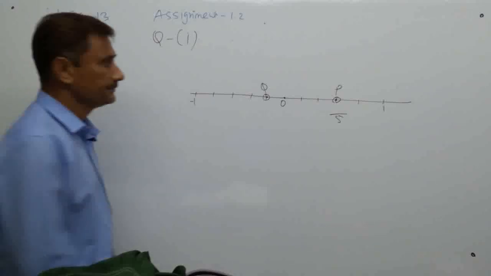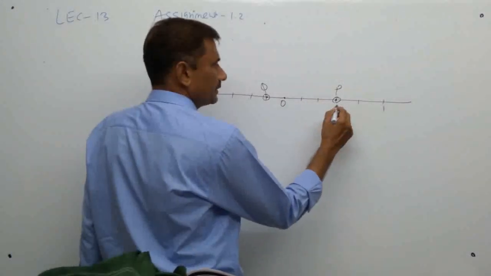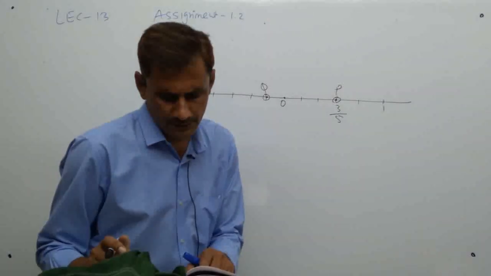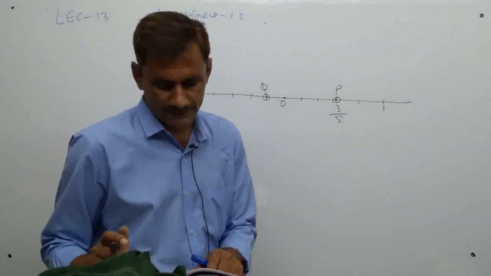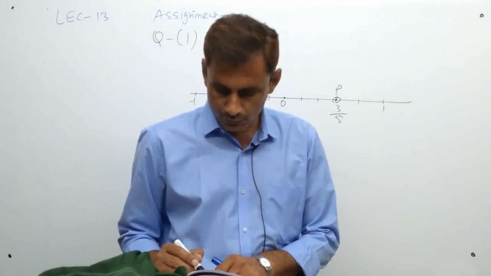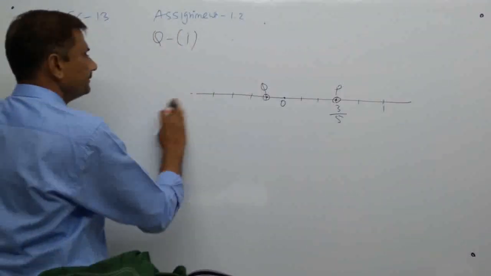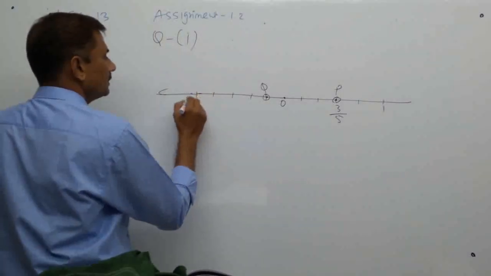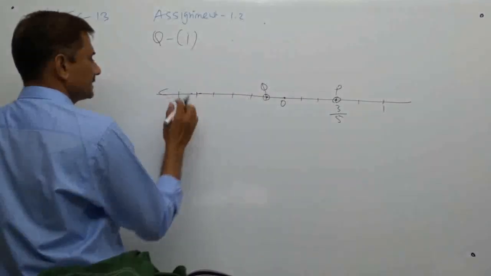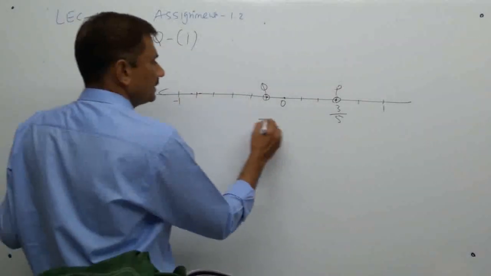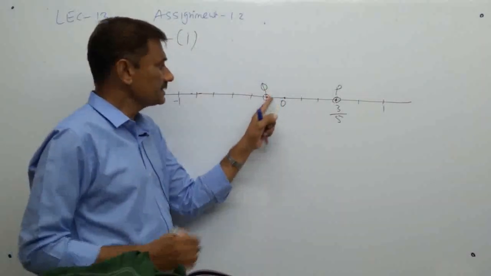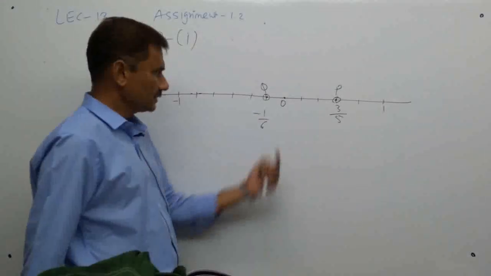Count from 0: 1, 2, 3. Write down 3. Again here, how many parts are there? 1, 2, 3, 4, 5, 6. So minus 1 is here. Write down 6 here, since there are 6 parts. Now at which number is it? At the first number only. So minus 1 by 6, because it is on the negative side.